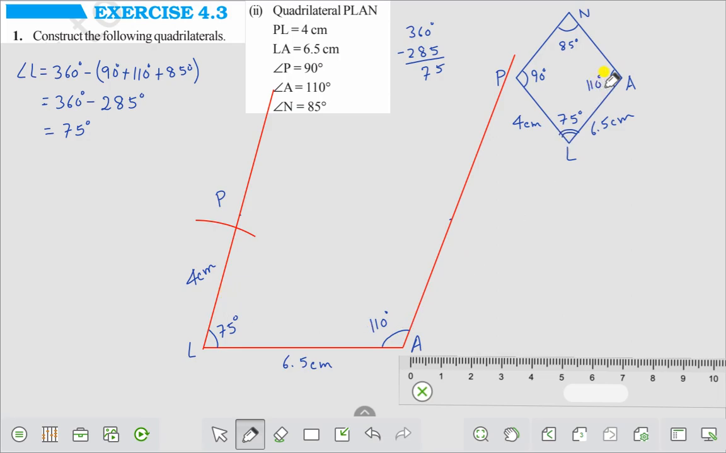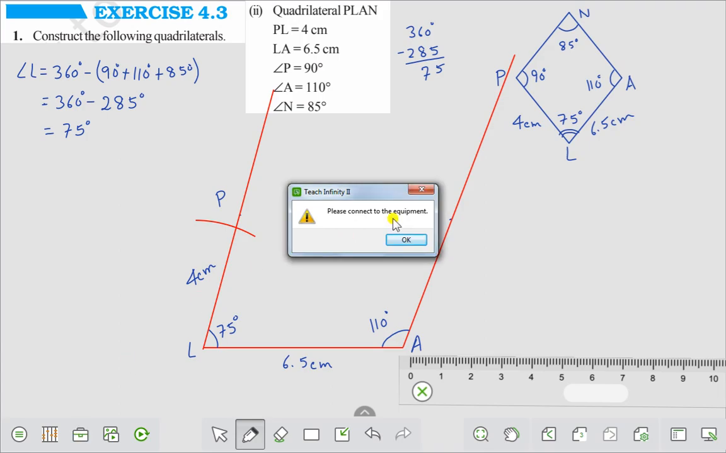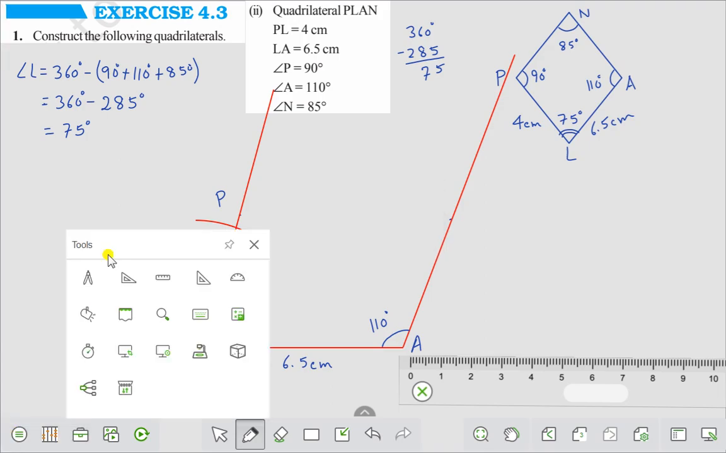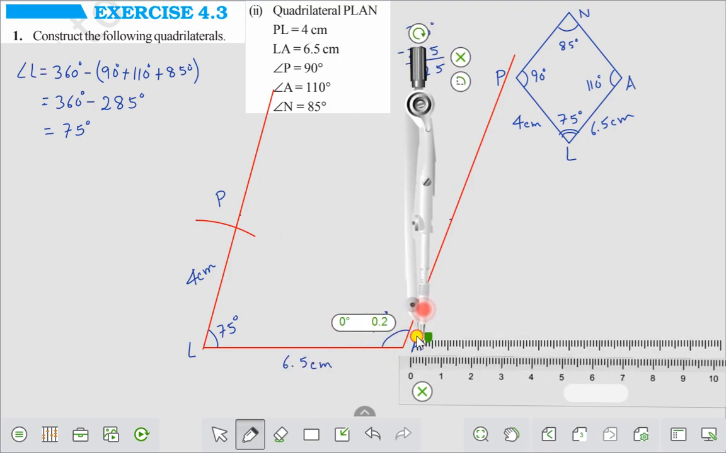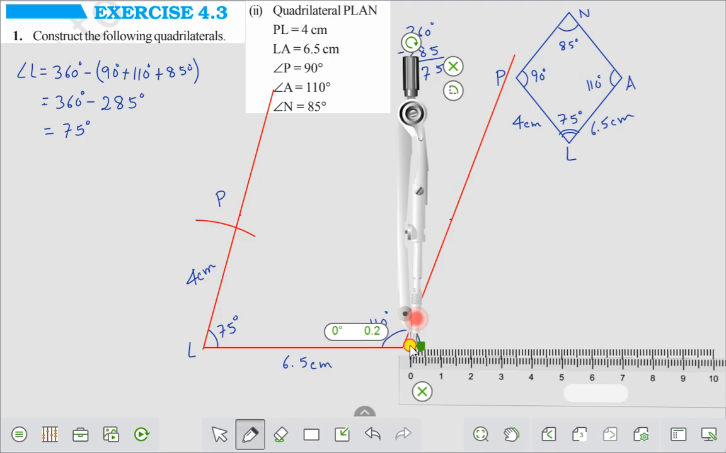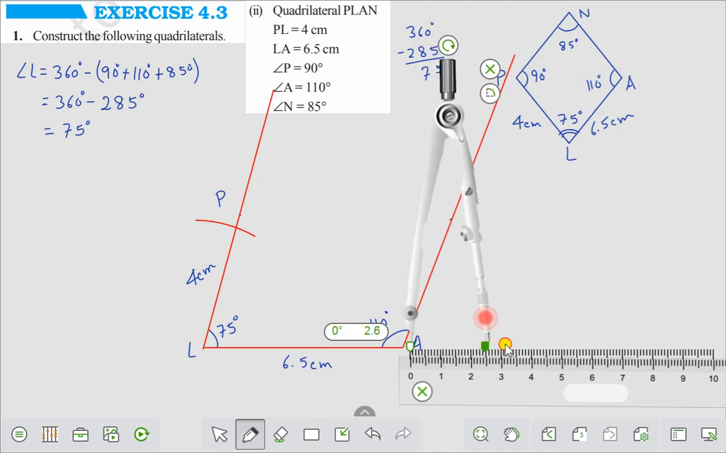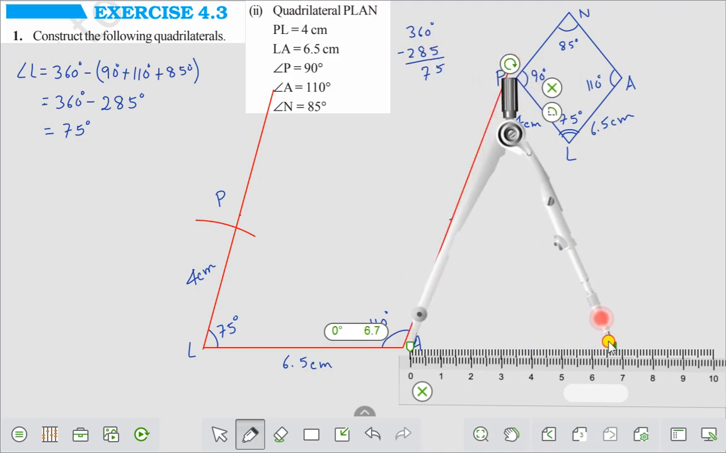And from L, you have to make an arc of 6.5 centimeter to get the point A. Right? Let us draw this. Let us take a 6.5 centimeter arc with the help of a compass. This is our compass. We take this compass at point 0 and make an arc of 6.5 centimeter. Here you see, this is exactly 6.5, right?